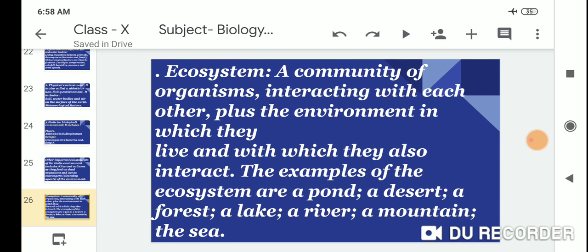Ecosystem: a community of organisms interacting with each other, plus the environment in which they live and with which they also interact. Examples of the ecosystem are a pond, desert, forest, lake, river, mountain, the sea.